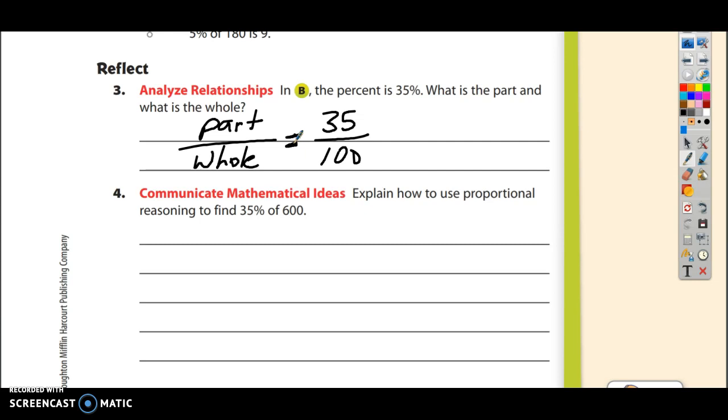All right, question number 4. Explain how to use proportional reasoning to find 35% of 600. Well, this isn't very easy. Well, no. Oh, actually, I'm sorry, I didn't notice. I was thinking out of 60. Yeah, this is pretty simple. Watch. 35% means 35 hundredths.